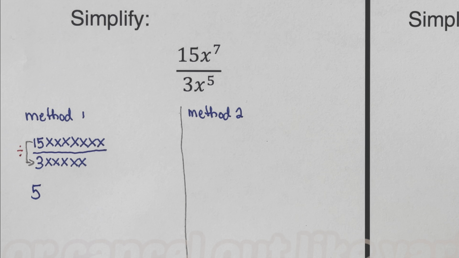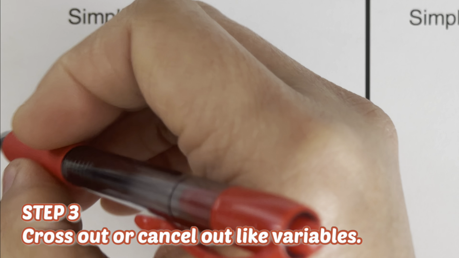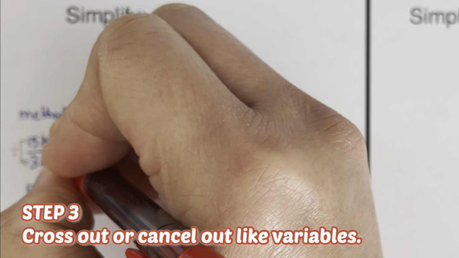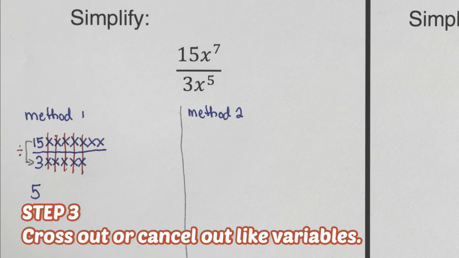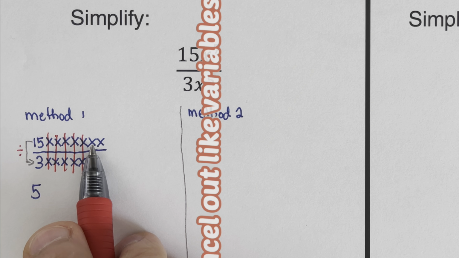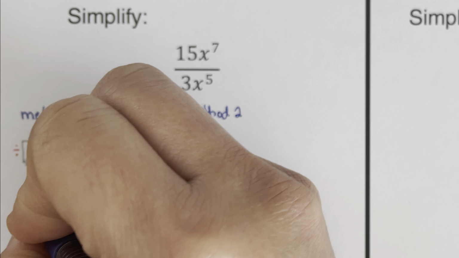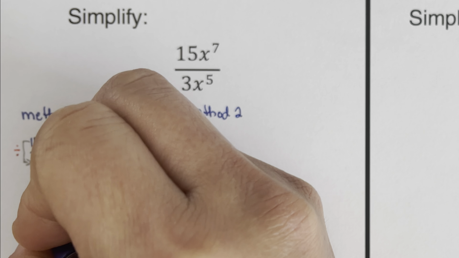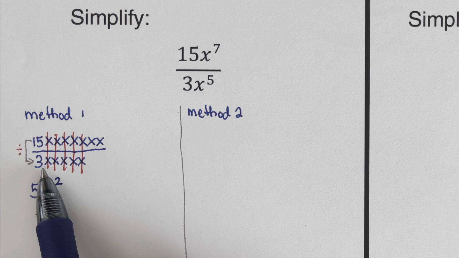And then the next step is to cross out or cancel out like variables. These x's are going to get paired up, and they're going to be canceled out. So that means the leftover here is 2 x's. So I can write this as x to the second power. Now others are going to say, what happened to the 3? Are we going to write 3 there?